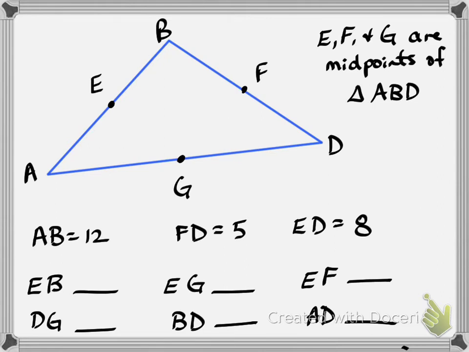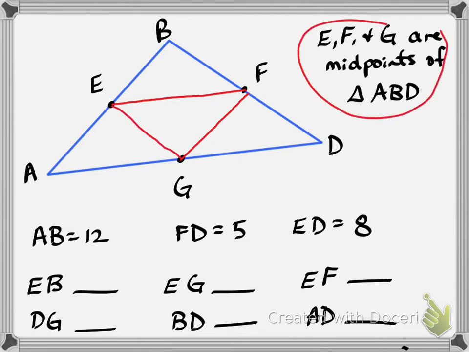So before you worry about all the specific ones I asked you for, let's just draw in the midsegments. How do I know they're midsegments? Because right here it said E was the midpoint, so boom, boom. F is a midpoint, so those are equal, and G is a midpoint. So all the segments that connect those points are called midsegments.